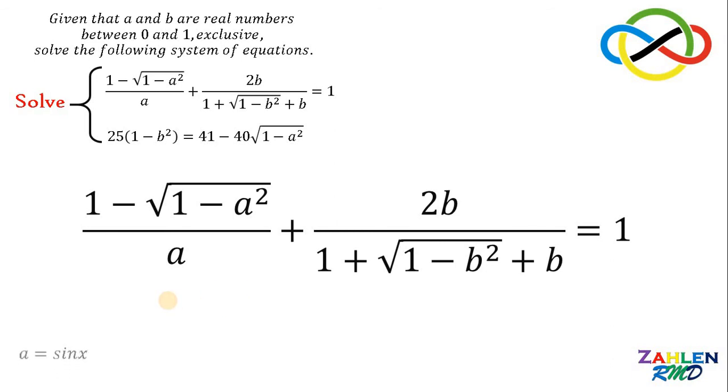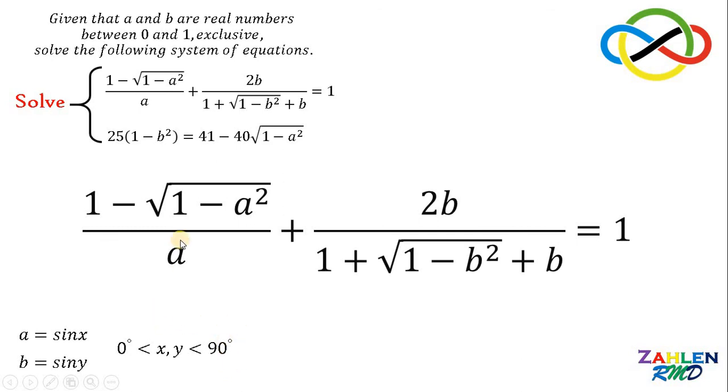So, let a be equal to sine x and b equals sine y. Why is that? Because we know already that a and b are real numbers between 0 and 1 exclusive. So, if we let the values of angle x and angle y be between 0 and 90 degrees, we don't have any problem, because the values of sine x and sine y are between 0 and 1 exclusive. So keep in mind that the values of x and y are between 0 and 90 degrees.